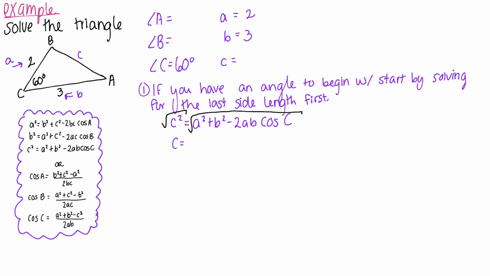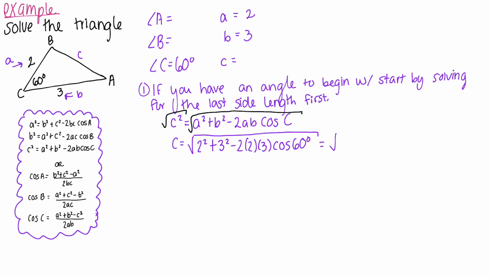So if I take the square root, I'm going to have c is equal to the square root of, now little a is 2, so 2 squared, plus little b is 3, so 3 squared, minus 2 times a, which is 2, times b, which is 3, times cosine of angle C, which is 60 degrees. So c is equal to the square root of 2 squared plus 3 squared minus 2 times 2 times 3 times cosine 60 degrees.